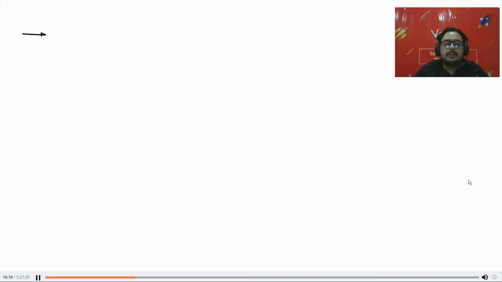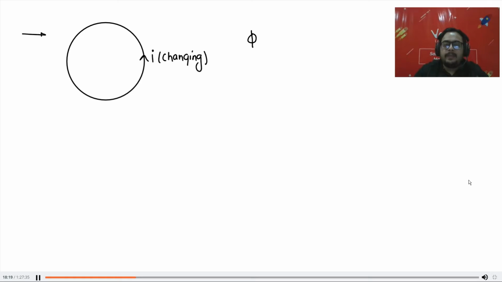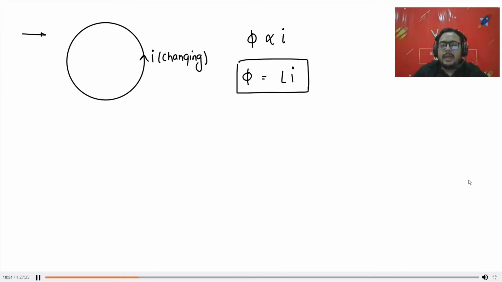As I just told you, say this is your coil and a current is flowing through it, which is changing. Can I say that flux through the loop is proportional to current? No, this cannot release energy instantaneously, Shaina, not like a capacitor. Higher the value of current, higher the magnetic field, and higher the flux. When you remove this proportionality, you bring a constant called L, and phi is equal to Li.